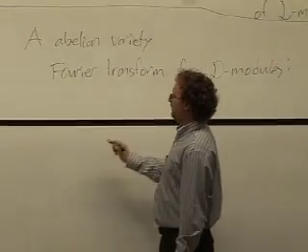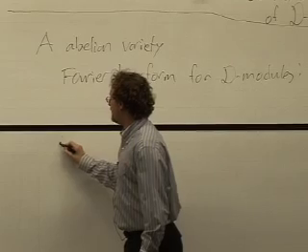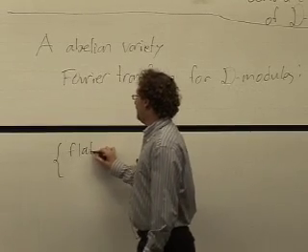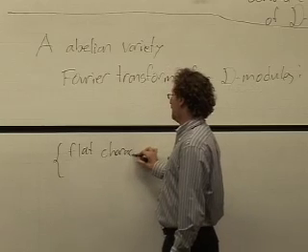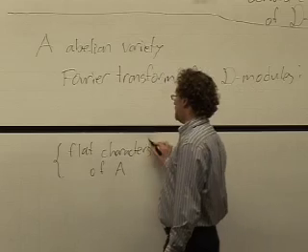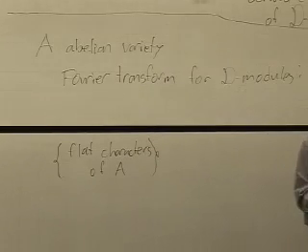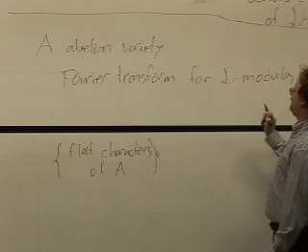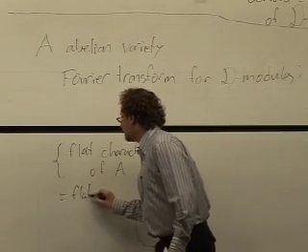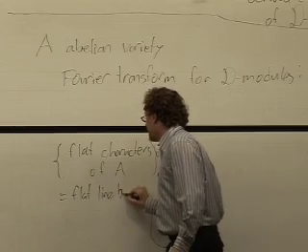What should we do? To an abelian variety A, we should look at the collection of flat characters of A. So before, to do the Fourier transform, we looked at characters of A. So these were line bundles with this multiplicative property. So now we're looking at D modules. What are examples of D modules? These are flat line bundles, not just line bundles, but now line bundles with a flat connection.